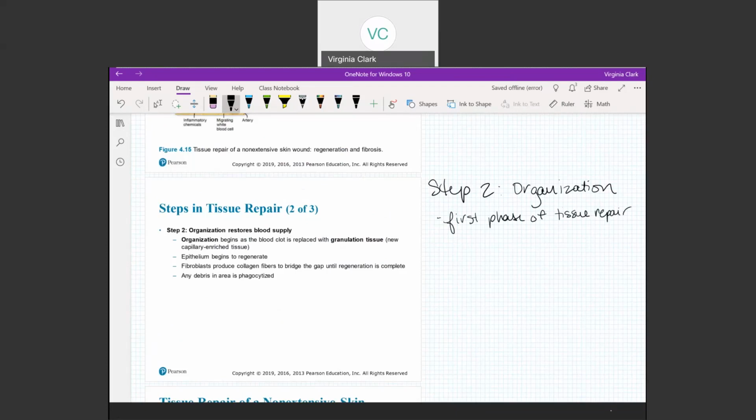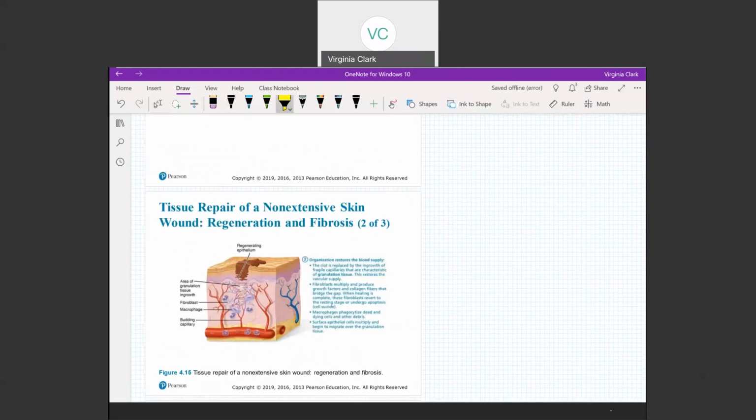This is where you're going to have the blood clot replaced by actual tissue. You have a blood clot that was formed in step 1, and now you're going to replace that blood clot with brand new, what's called granulation tissue. This is where you're actually going to start to regenerate whatever the issue or injury was. You've already laid down that blood clot and you're starting to regenerate all of the pieces.